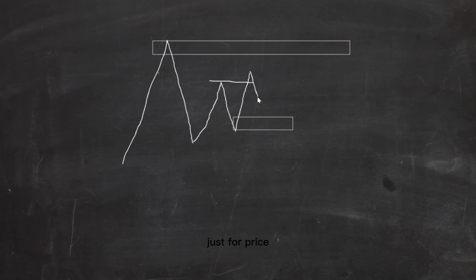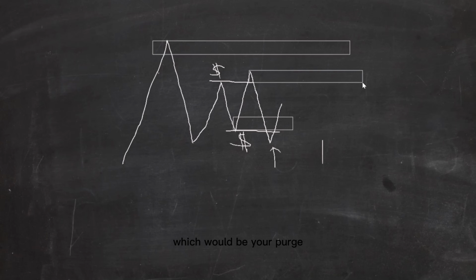Just for price to go through their entry and come back into the range, taking both levels of liquidity out, this level and this level. So now this is one time when retail traders got taken out. So now you have other retail traders saying, okay, I took a loss here, but maybe I can recover this loss by taking a sell right here, which would be your purge.